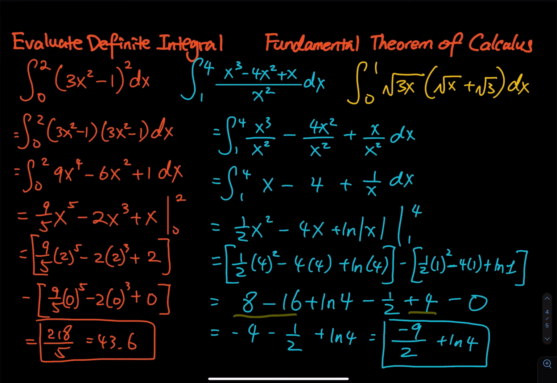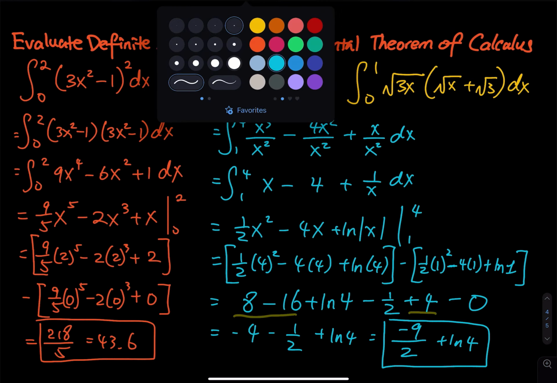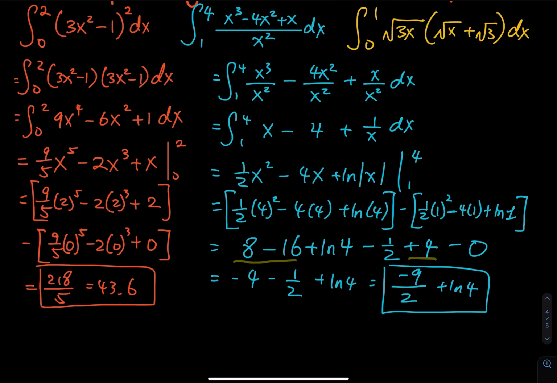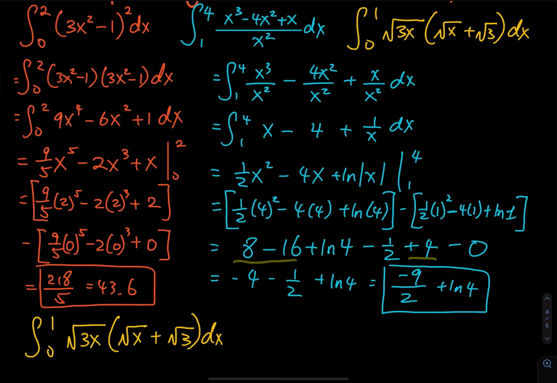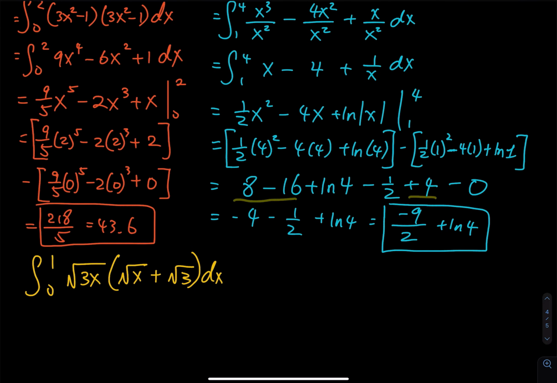Okay, that is the end of number 2. Moving on to number 3. So number 3, we have the integral from 0 to 1 of the square root of 3x times (square root of x plus square root of 3) dx. So this one, I will just multiply them out first.